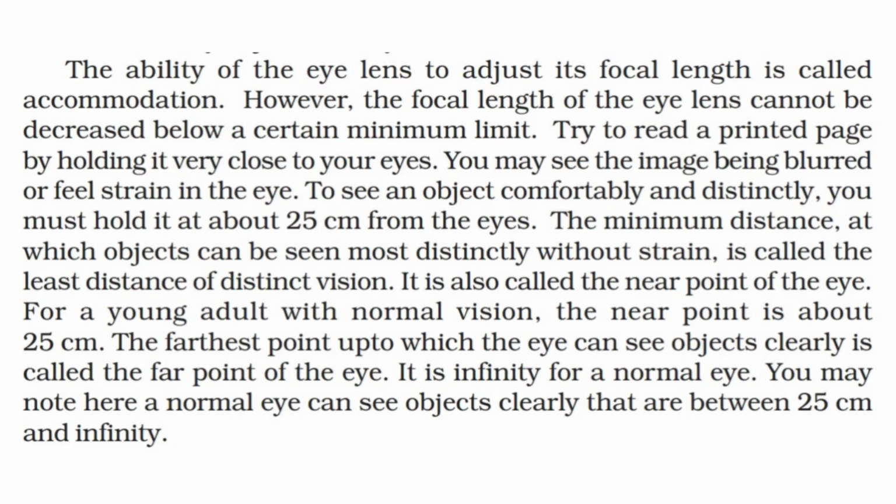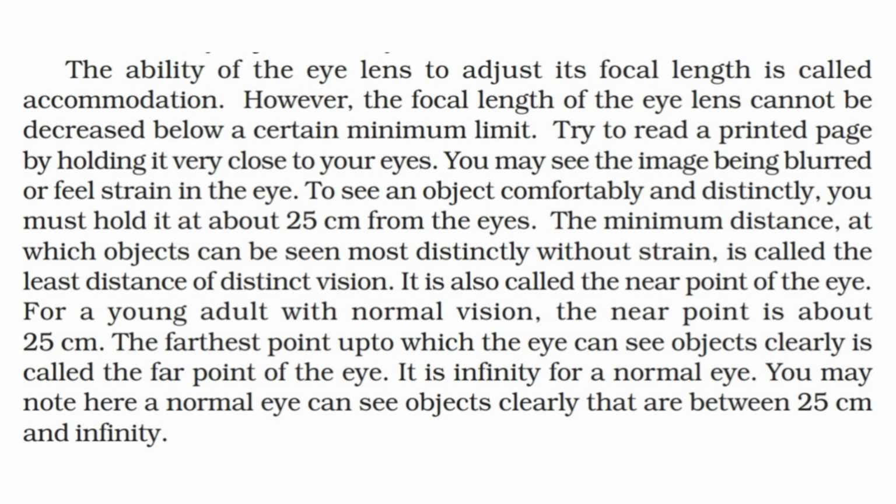See, the ability of the eye lens to adjust its focal length is called accommodation. So accommodation means the ability of the eye lens to adjust the focal length. Which one adjusts the focal length? The ciliary muscles. They adjust the focal length. So that is called accommodation.